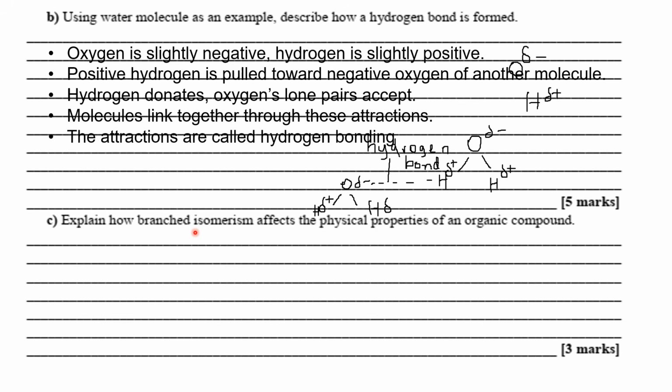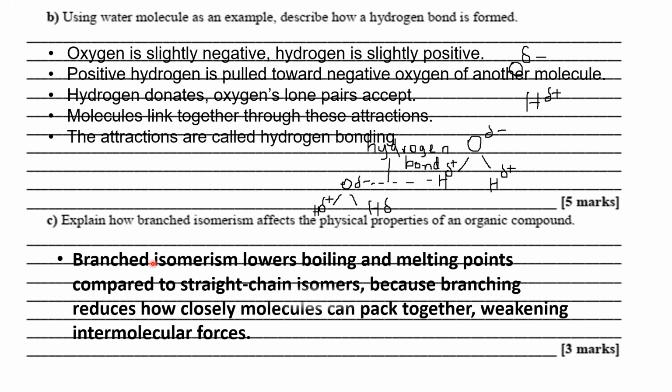Whenever there is a branch on a chain, that reduces the surface area. It would also reduce the size of the molecule. So we are saying branch isomerism lowers the boiling point, which is a physical property, and the melting point compared to straight chain isomers. The reason is that branching reduces how closely molecules can pack together. When the molecules are branched, they occupy a smaller area. This is going to weaken intermolecular forces.